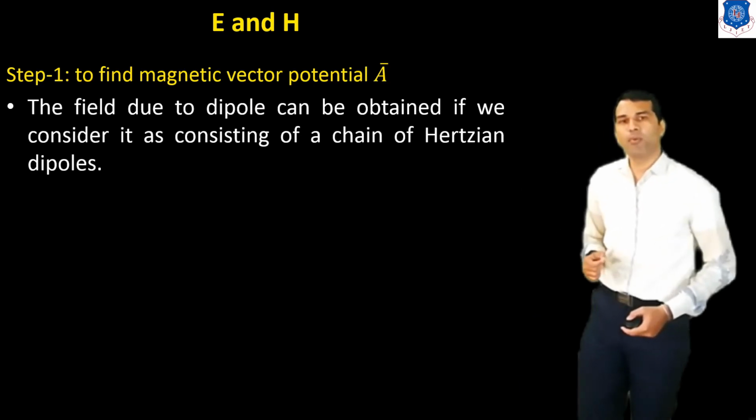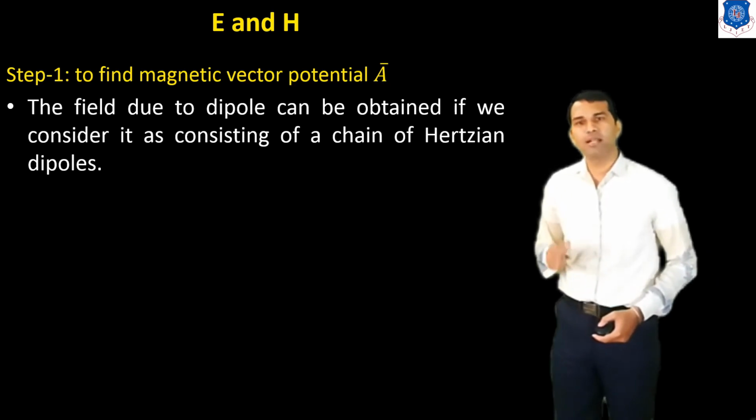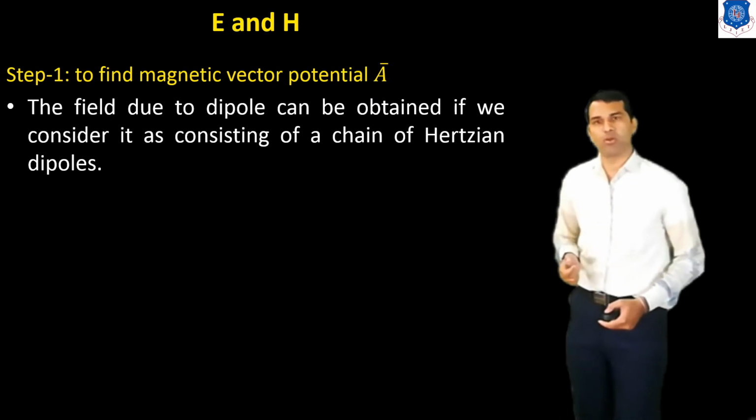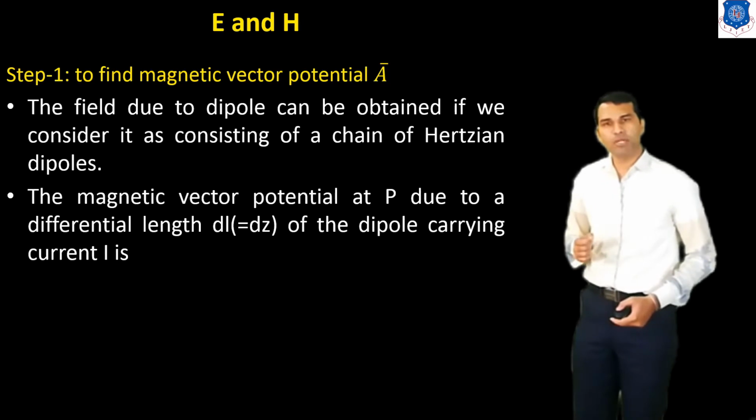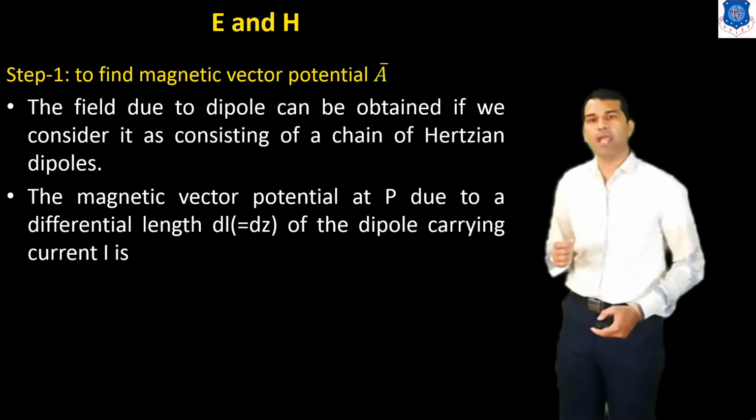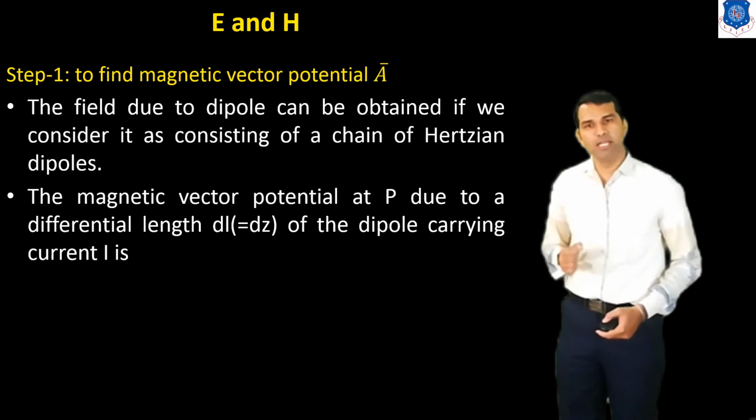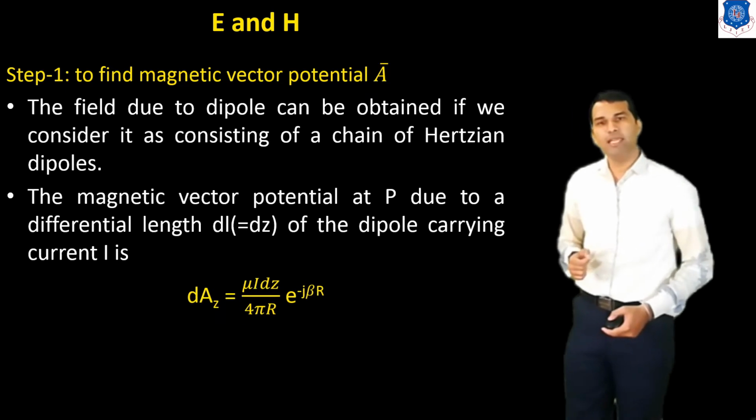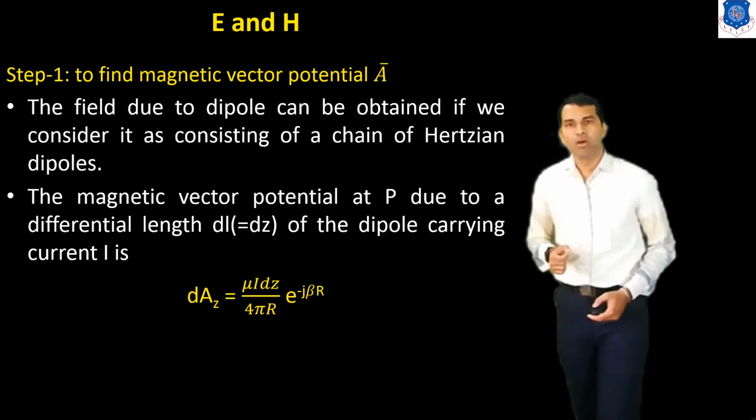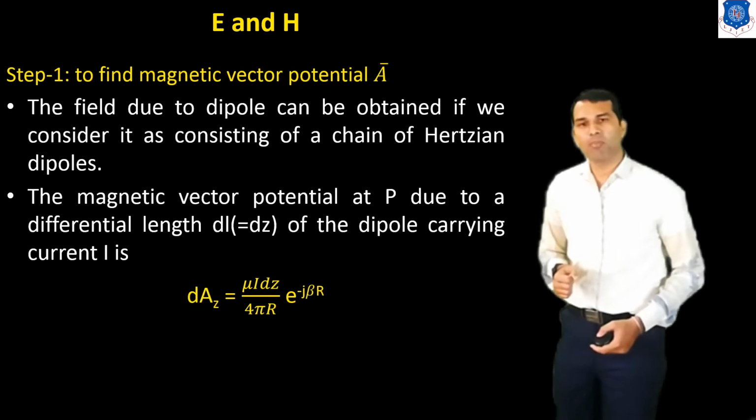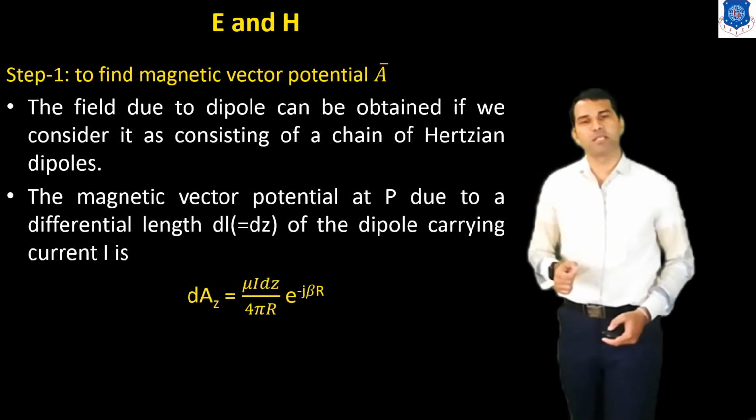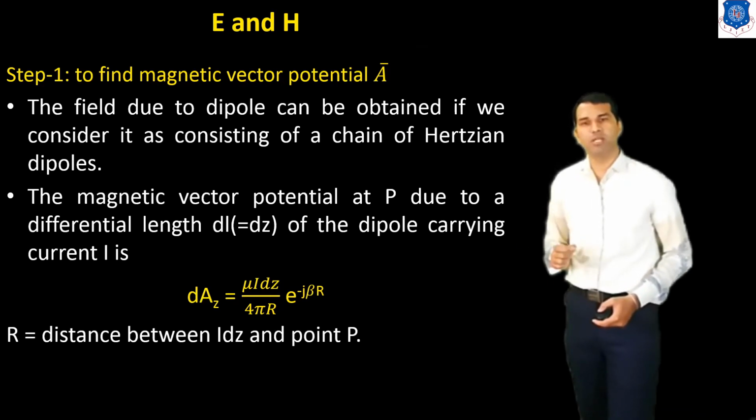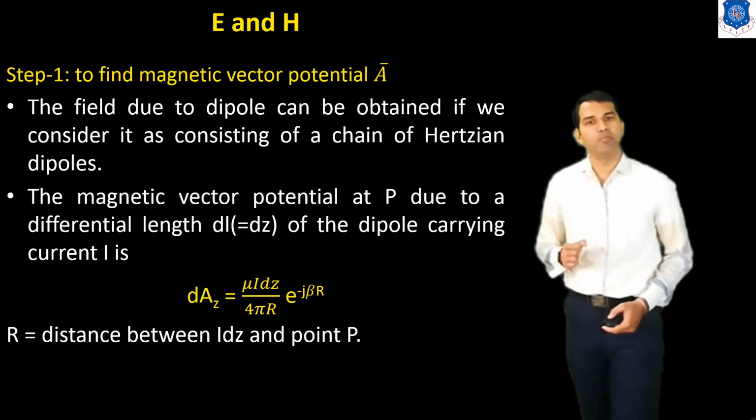The field due to the dipole can be obtained if we consider it as consisting of a chain of Hertzian dipoles. The magnetic vector potential at P due to a differential length dz of the dipole carrying current I is dAz equals mu I dz over 4 pi r times e raised to minus j beta r. Here r indicates the distance between I dz and point P.